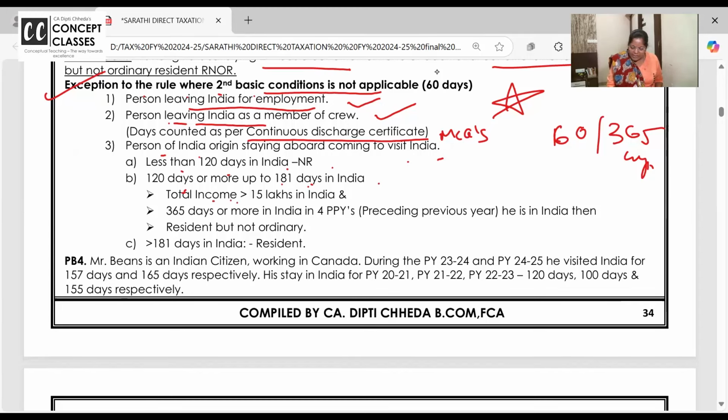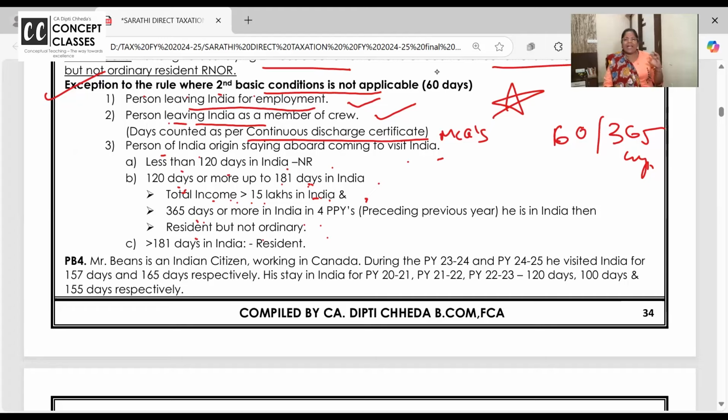Is your total income greater than 15 lakhs? Yes. Are you in India for more than 120 days and less than 181 days? Yes. 365 days or more in the 4 preceding previous years? Yes. Then you are said to be resident, but not ordinary resident.